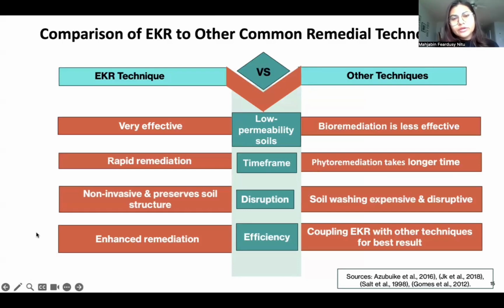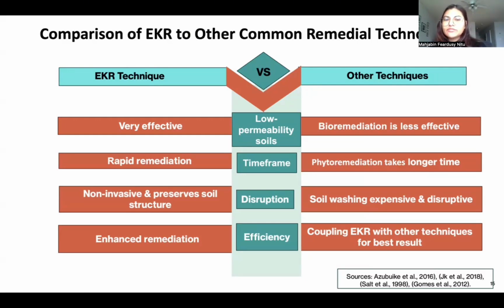There are a variety of remedial methods available and each has context-dependent advantages and limitations. Here we will compare electrokinetic remediation with some other common remedial technologies. If we compare electrokinetic remediation with bioremediation, we can see that electrokinetic is very effective in low permeability soil compared to bioremediation. If we compare electrokinetic with phytoremediation, both are green technologies, but electrokinetic is faster compared to phytoremediation.